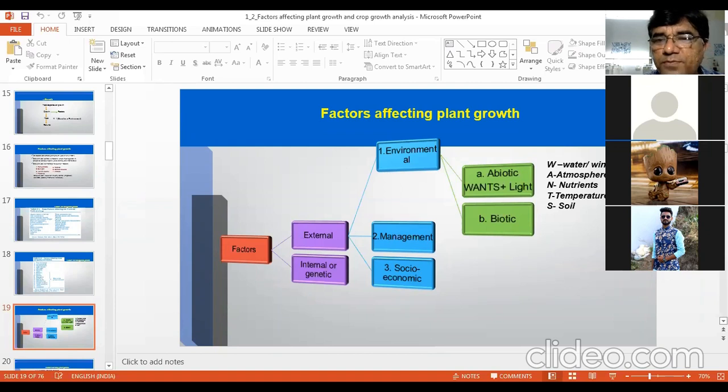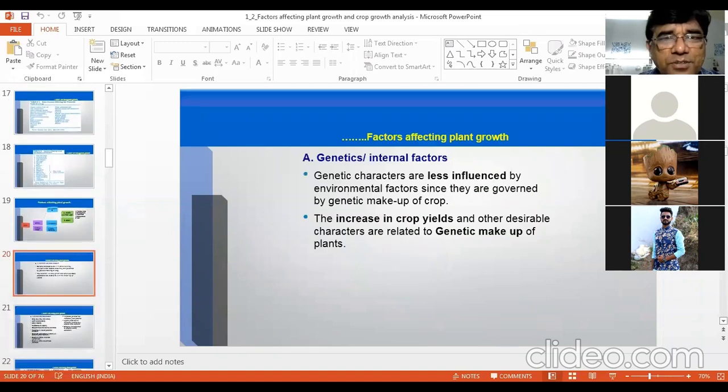In WANTS, W is for water and wind. You can say wind is also a factor. Then A for atmosphere or air, N for nutrients, T for temperature, and S for soil factors. So a variety of factors are there. Here we will discuss most of the factors that affect the growth of the plant. Now you see genetics or internal factors. Normally you can see the eucalyptus plant.